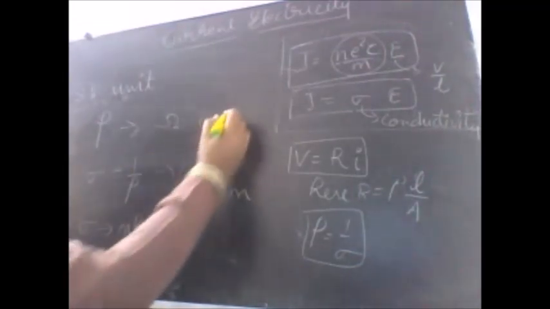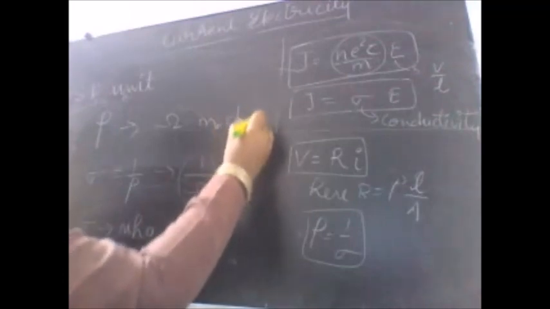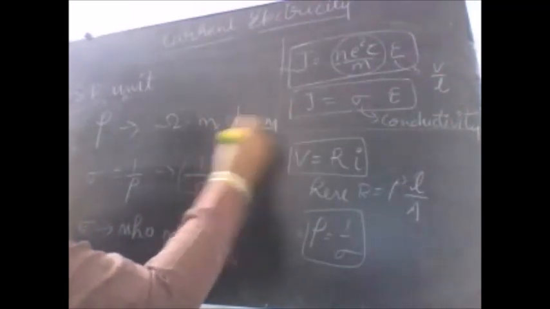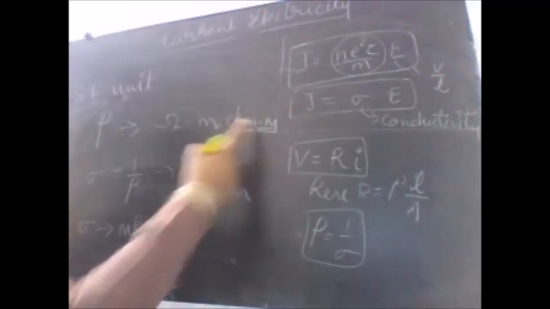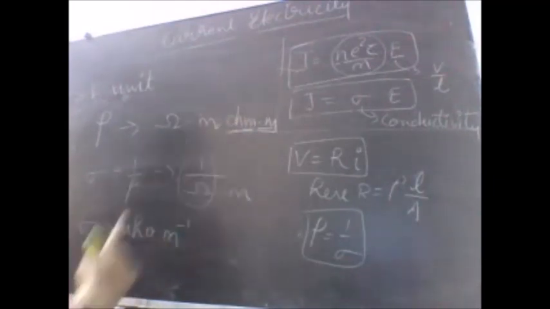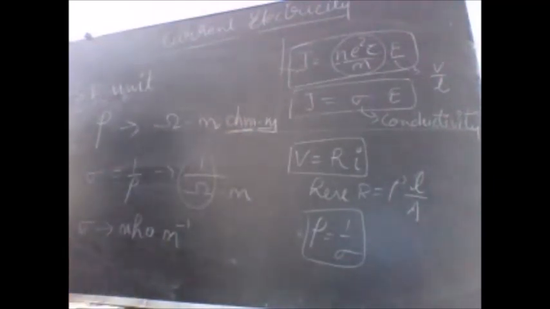This is defined as ohm meter, OHM, for resistivity, and this is MHO per meter here for the conductivity.